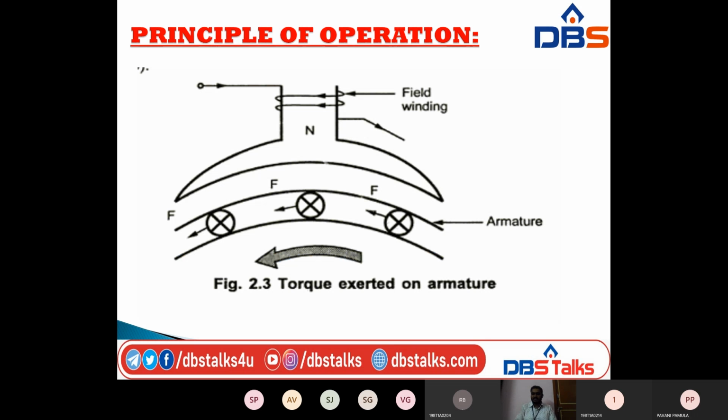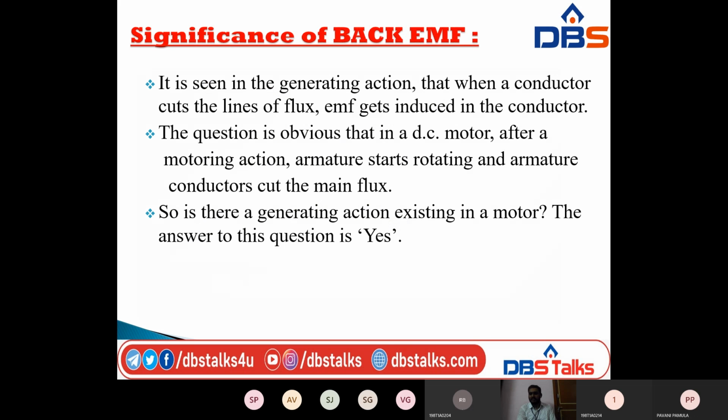So if you see this diagram, you will understand. These are the three current carrying conductors on the armature, and these are the three forces F acting on the armature. Above is the field winding. We have the north pole and the field winding, and we have the terminals also. So that is the working principle of DC motor.